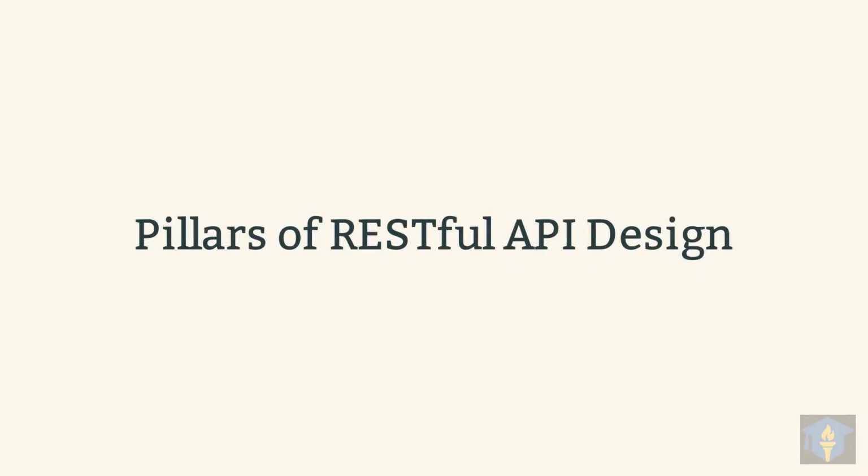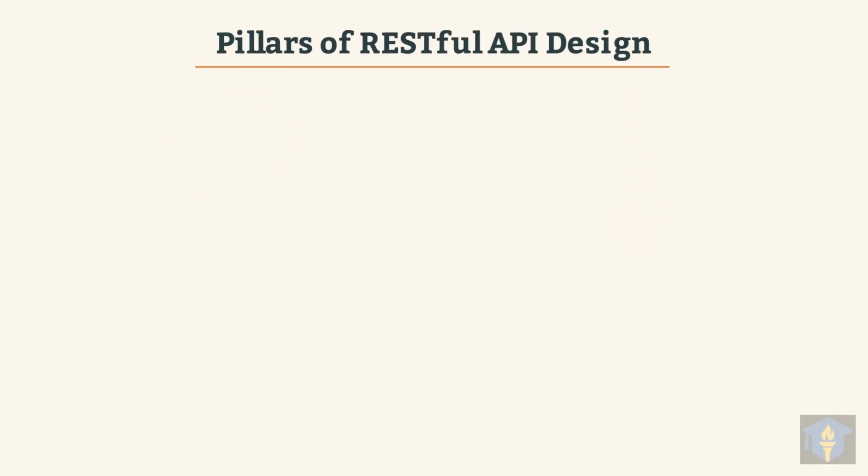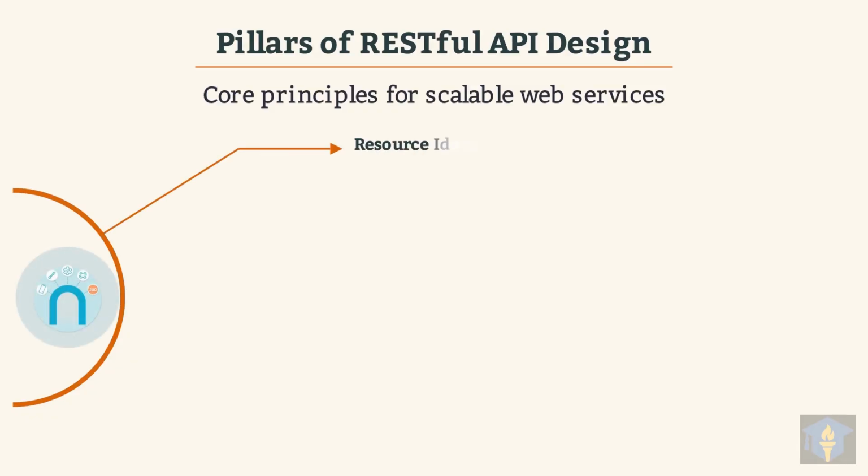Let's now explore the fundamental pillars that guide the design of effective RESTful APIs, which are crucial for web services. These core principles are essential for building scalable, maintainable, and robust web services that work efficiently. Our first pillar is resource identification, focusing on how we uniquely identify everything in our API. Always use nouns in your API endpoints, like /users or /products, to represent resources clearly.